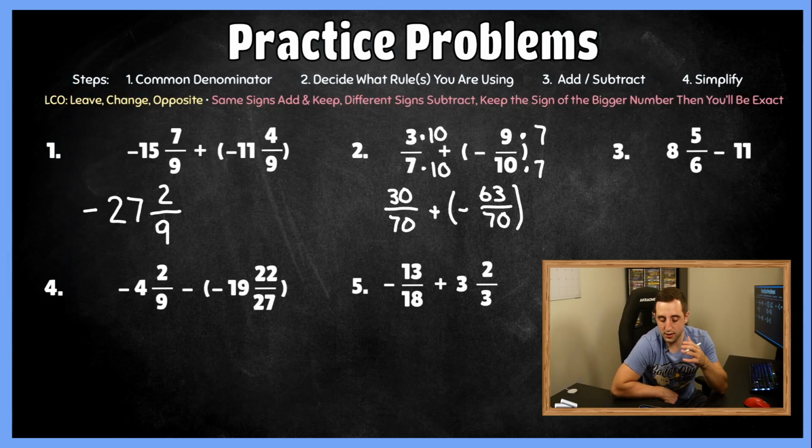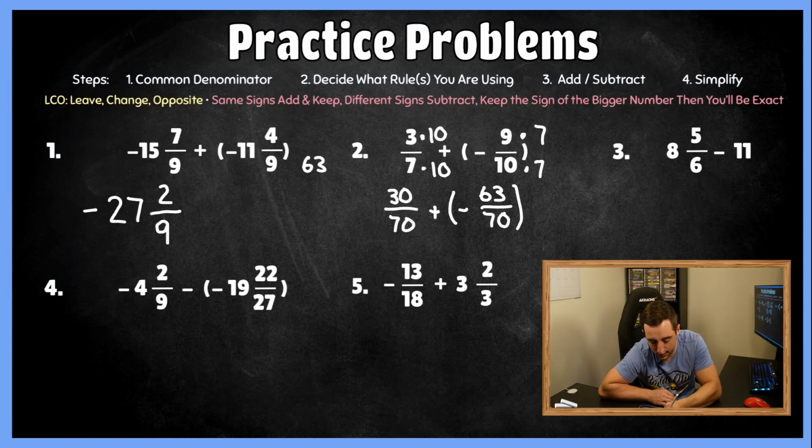Now we want to utilize our rules. Well, which rule are we going to use here? It's an addition problem. So same signs add and keep, different signs subtract. I notice that they're different signs. One's positive and one's negative. So we're going to go ahead and subtract these. So we have 63 over 70 minus 30 over 70.